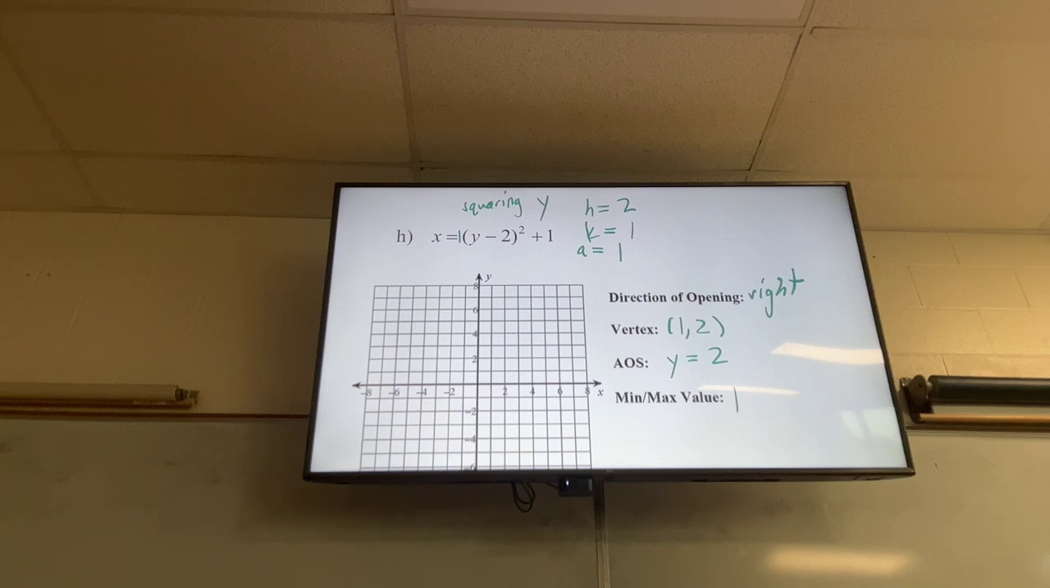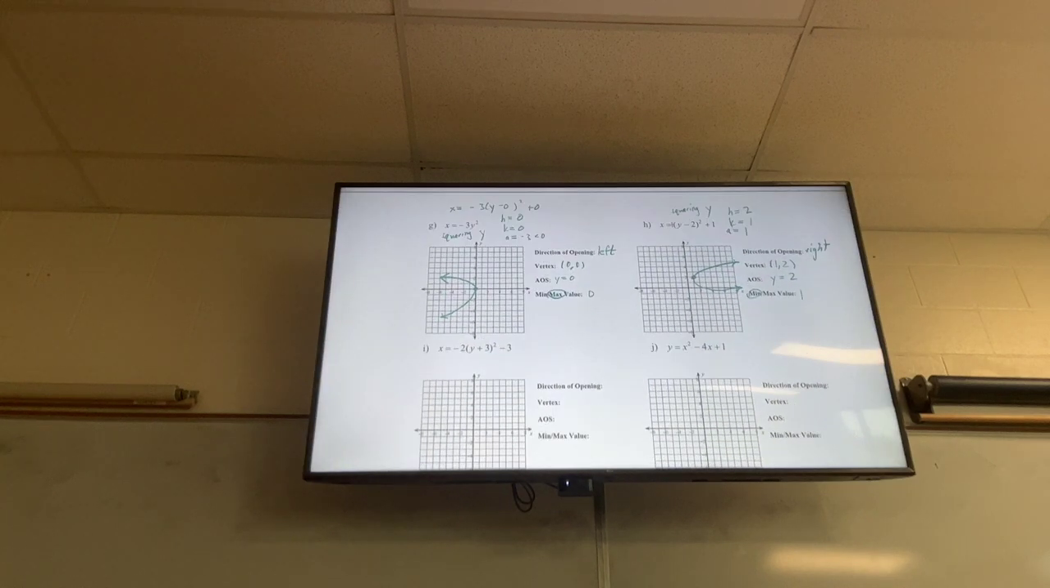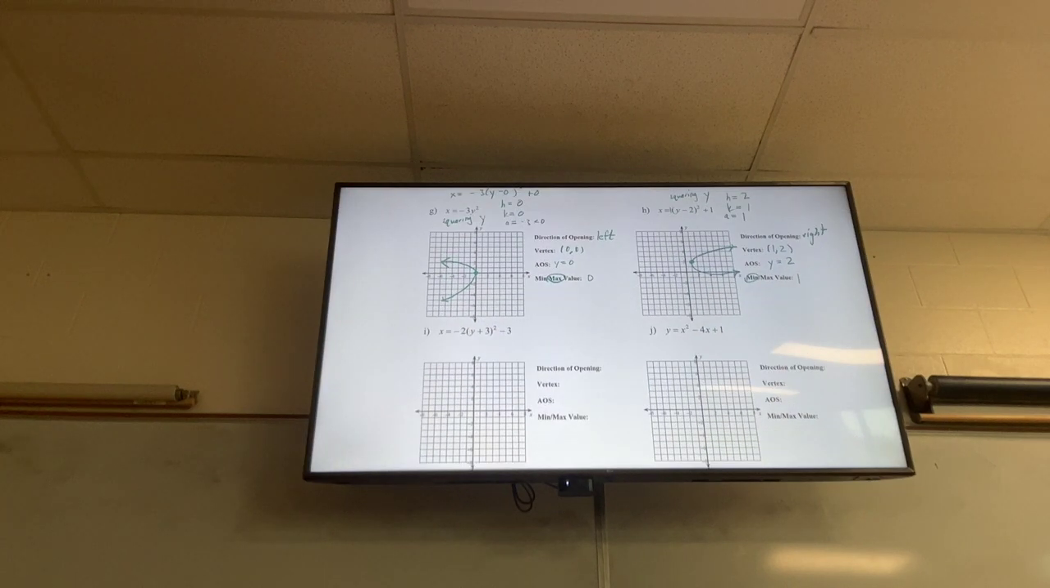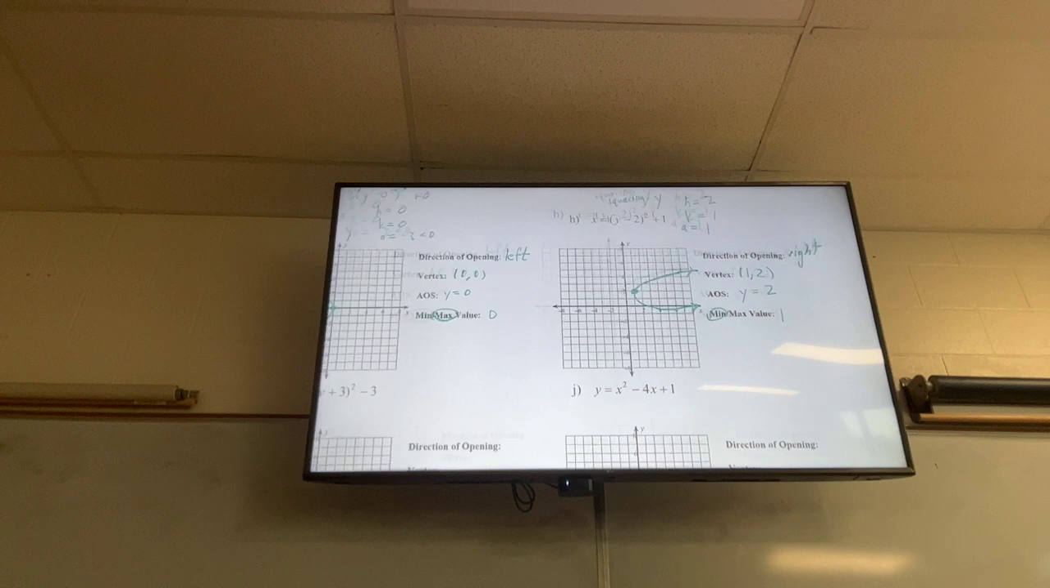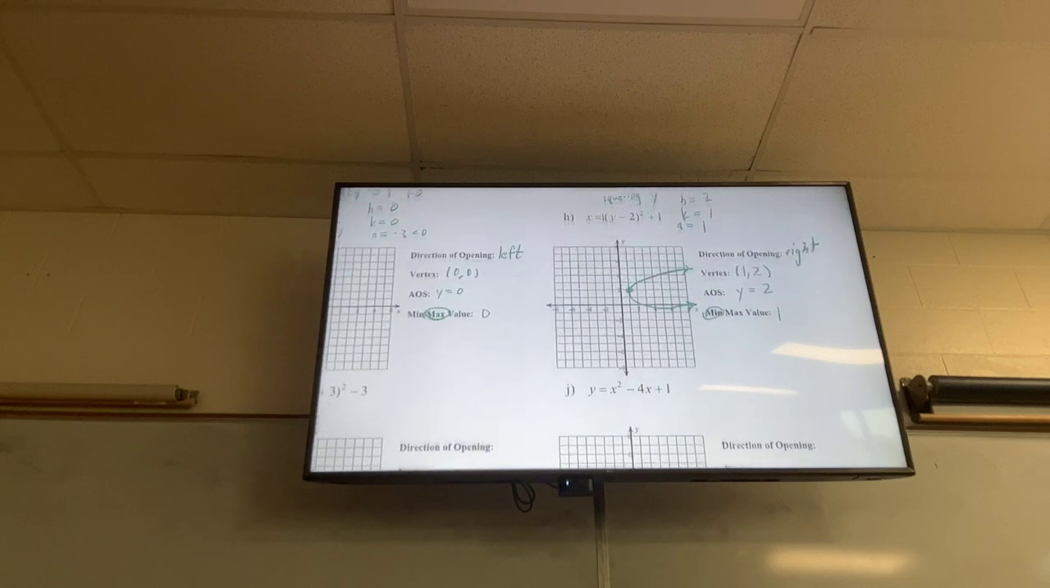Maximum value is what? 1. Okay, you still copy down K for that. So let's plot this 1, 2, opens to the right. Is that going to be a min or a max? Min. It's on the left side. Left side, strong. Left side. Okay, let me know when you guys are done writing.